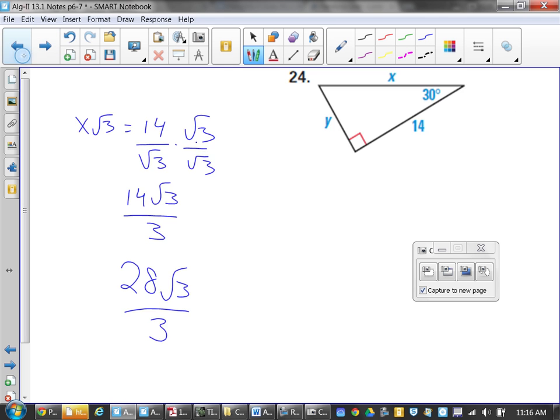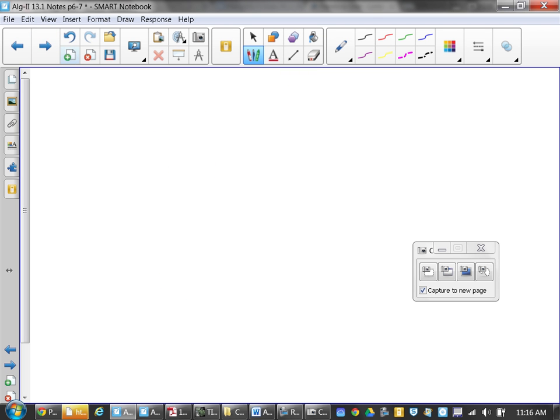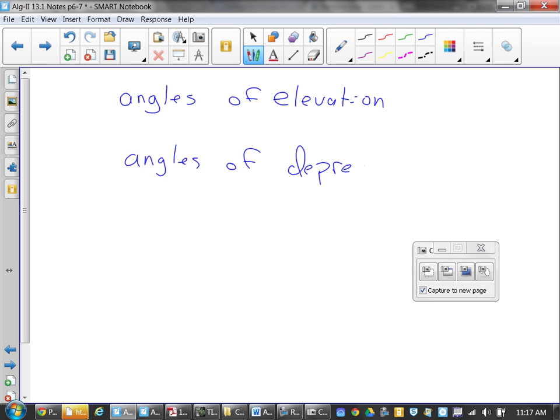Angles of elevation and angles of depression. Angles of elevation and angles of depression are something you guys have worked with last year as well.